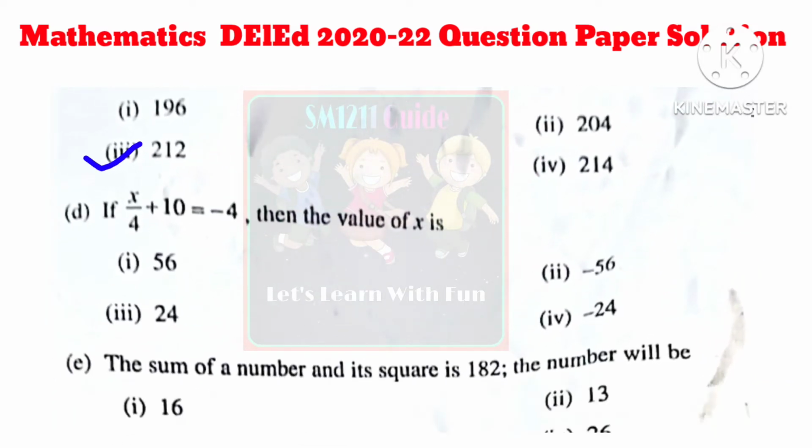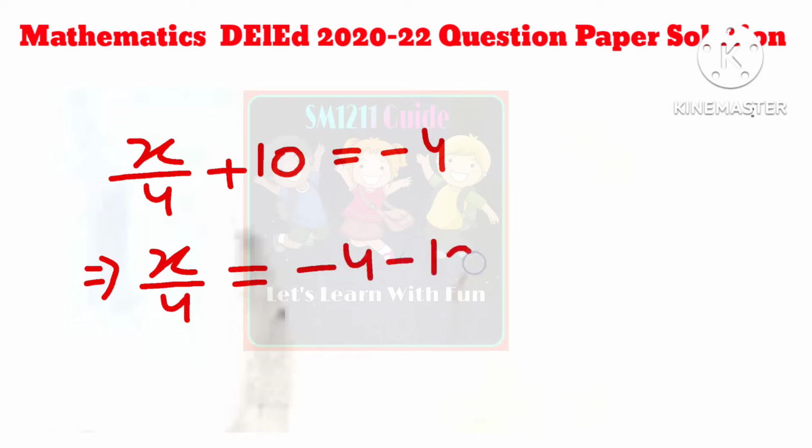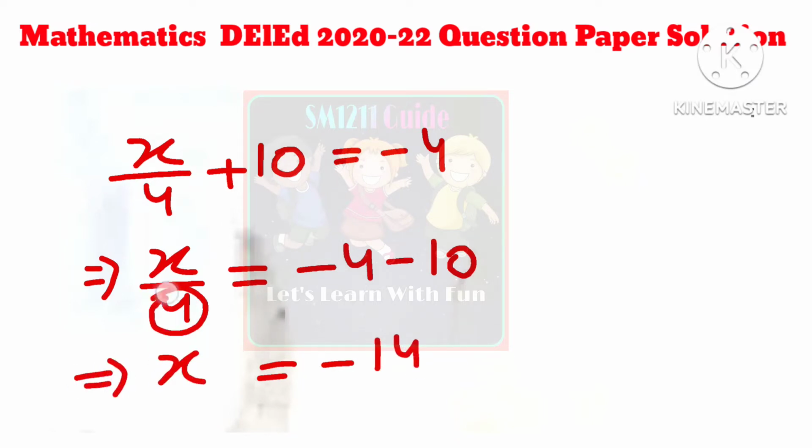Next we have: if x by 4 plus 10 equal to minus 4, then find the value of x. So let us solve for x over here. x by 4 will be equal to minus 4 and minus 10. So you are getting here minus 14. And here we have x by 4. If we take this 4 on the other side, we will get minus 14 into 4. So after solving, you will get minus 56 as our correct answer.